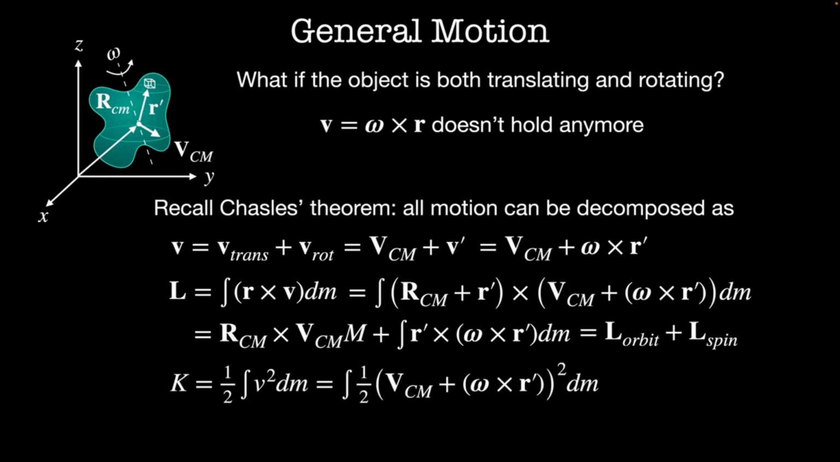Likewise, the kinetic energy, which is 1/2 times the integral of v squared dm, is now equal to 1/2 times the integral of vcm plus omega cross r prime, quantity squared, dm. And again, we can break this into two components. The first is 1/2 m times vcm squared, and the other is 1/2 omega dotted into the angular momentum about the center of mass. Therefore, the kinetic energy is also the sum of a translational component and a rotational component.